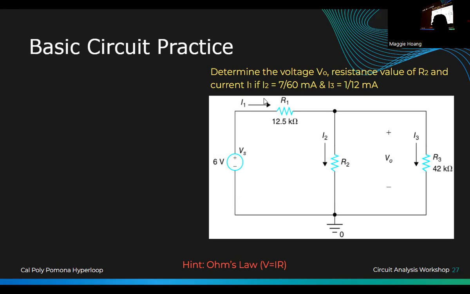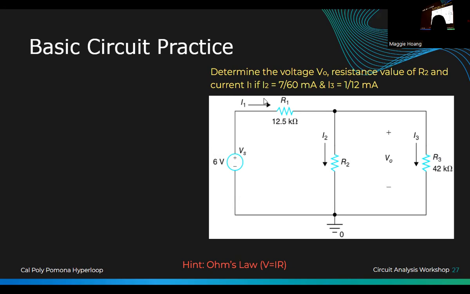I remember this is one of the problems in the homework that we have. But I was confused because for this one, I1 is the same thing coming out as coming in. So, like using KVL and also Ohm's law.